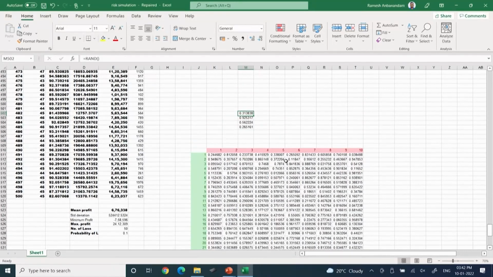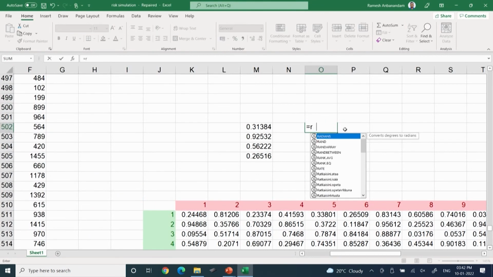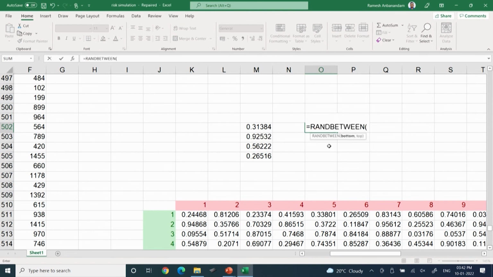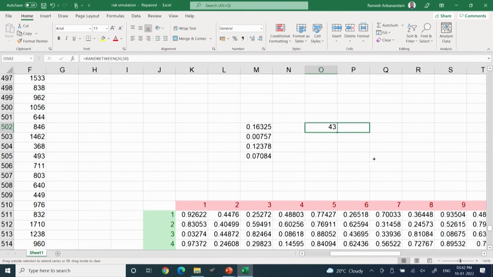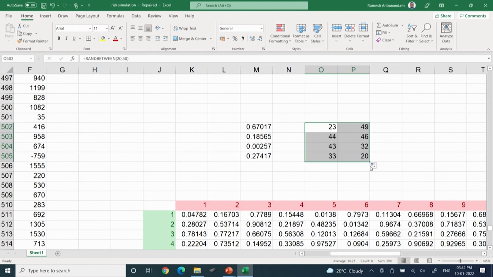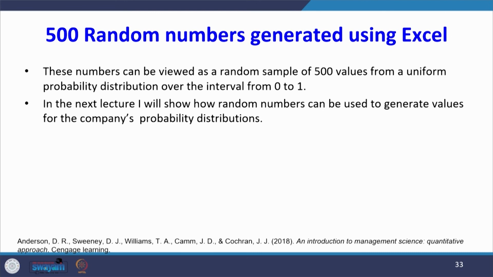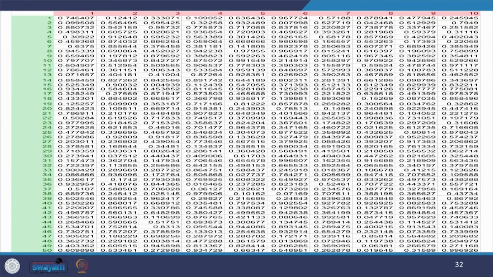In Excel, there is another function called rand between. So, say equal to rand between, if I type say 20 comma say 50, see that I can drag it. Then if I press F9, you see that your random numbers are getting updated. So, this rand between is a function to generate random numbers between, for example, 20 and 50. The rand function is to generate random numbers between 0 to 1. These numbers can be viewed as a random sample of 500 values from a uniform probability distribution over the interval 0 to 1. These numbers follow uniform distribution between 0 and 1.